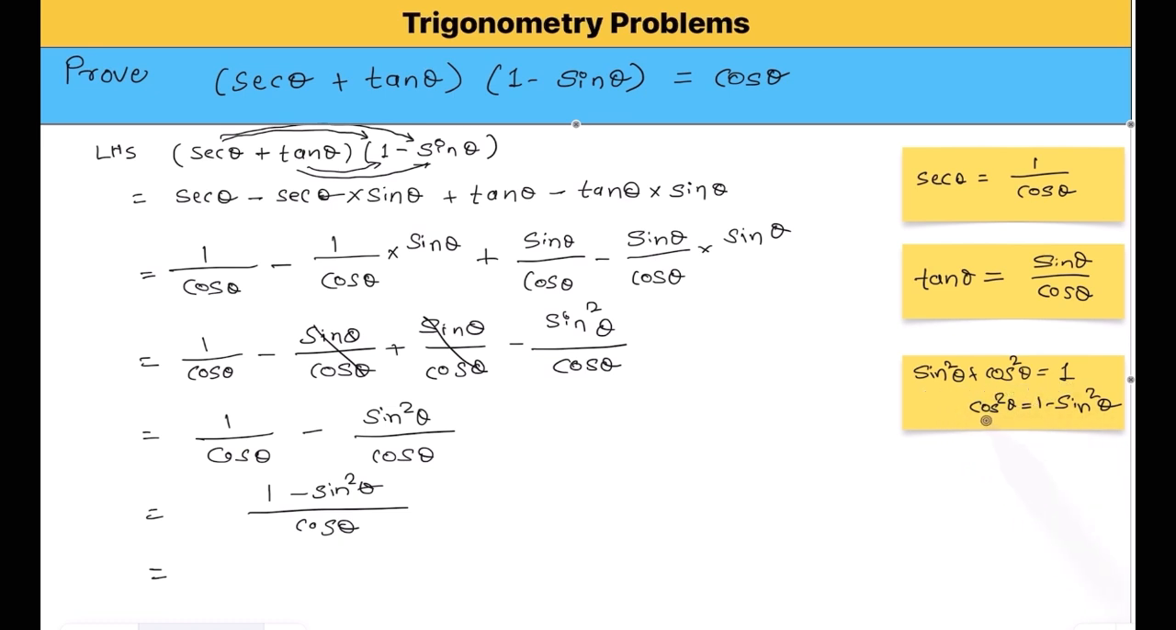Now let's use the trigonometric identity sin square theta plus cos square theta is equal to 1. Simplifying it, we get cos square theta is equal to 1 minus sin square theta. We have the numerator as 1 minus sin square theta, so let's replace that with cos square theta. What we get is cos square theta upon cos theta. So one cos theta gets cancelled out. What remains is cos theta in the numerator, which is the right hand side.